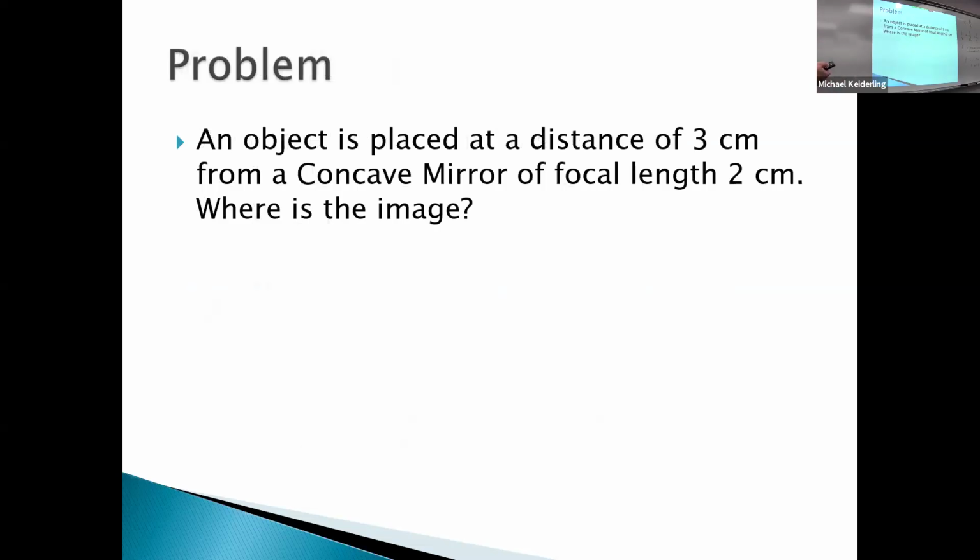So if an object is placed at a distance of 3 centimeters from a concave mirror of focal length 2 centimeters, where does the image end up? I'll give you a couple minutes to do this.